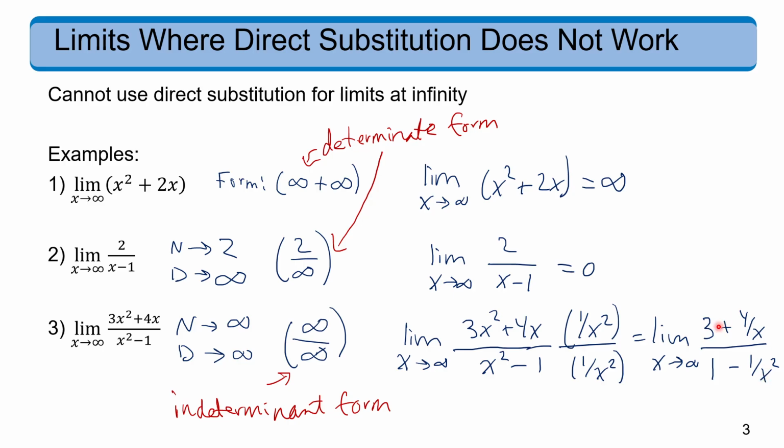So the numerator goes to 3 plus 0. The denominator goes to 1 plus 0, 1 minus 0. And so notice the denominator is not 0, so this is perfectly defined, right? So this limit would be 3 over 1, which simplifies to 3.